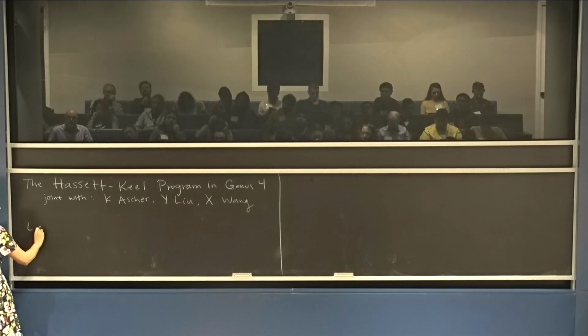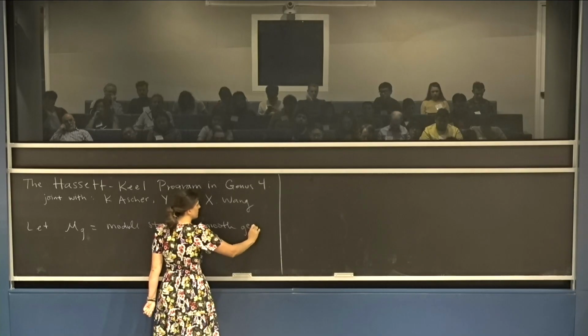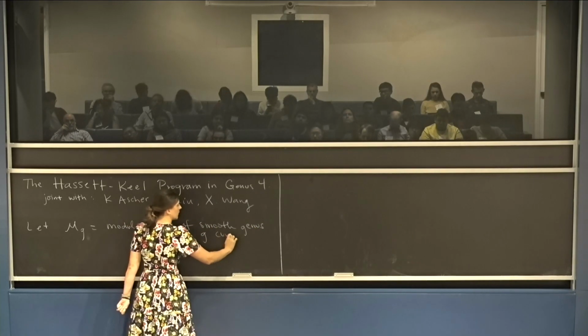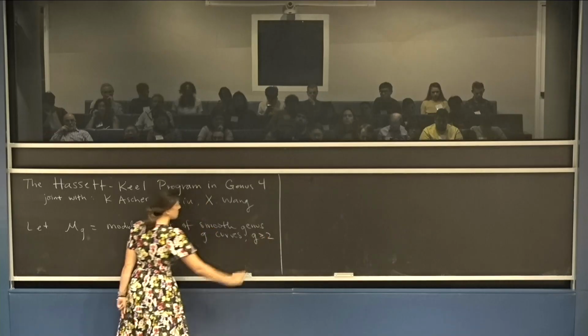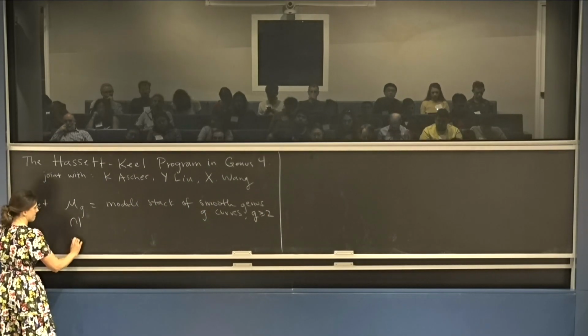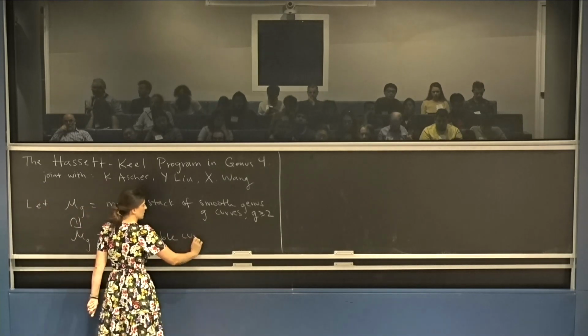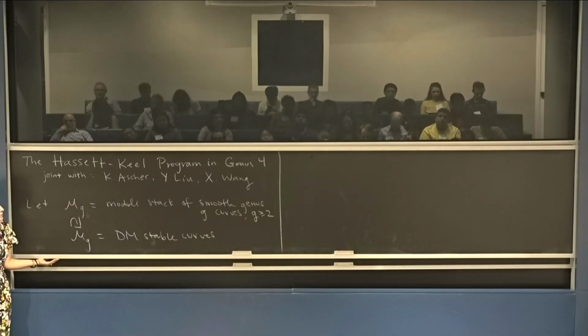So this story is about the moduli space of curves. Let M_g be the moduli stack of smooth genus g curves, where the genus is at least 2, and M_g bar be its natural compactification, the stack of Deligne-Mumford stable curves.